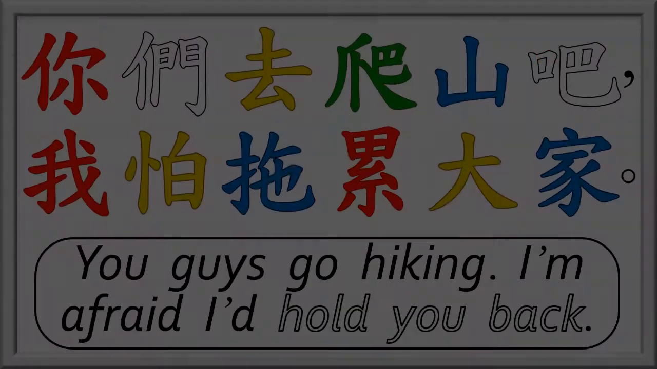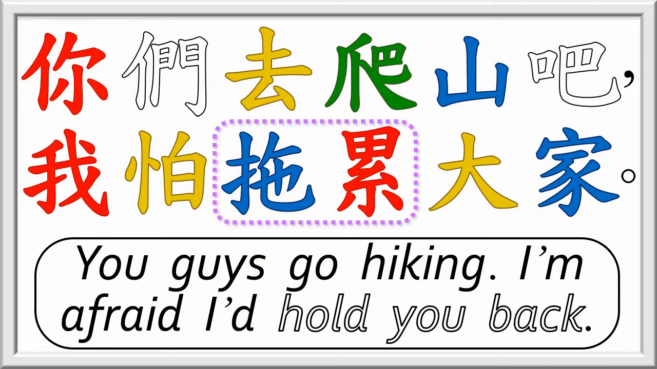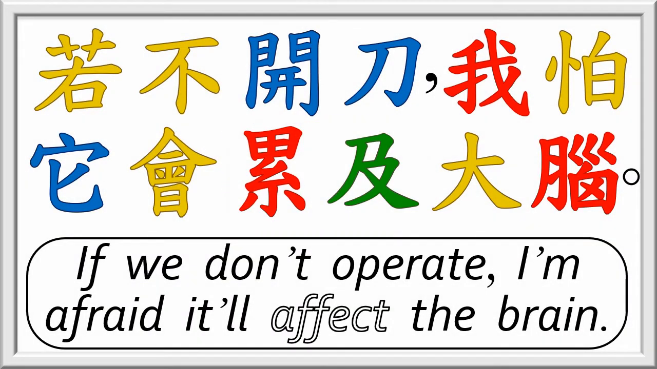拖累 can also be a verb, meaning to hold others back, to weigh them down. 你们去爬山吧，我怕拖累大家. You go hiking. I'm afraid I'll hold you all back. 累积, literally, impose a burden on, means to implicate or involve, especially in a medical sense. 若不开刀，我怕它会累积大脑. If we don't operate, I'm afraid it'll affect the brain. 它 here could be a cancerous tumor, for example.